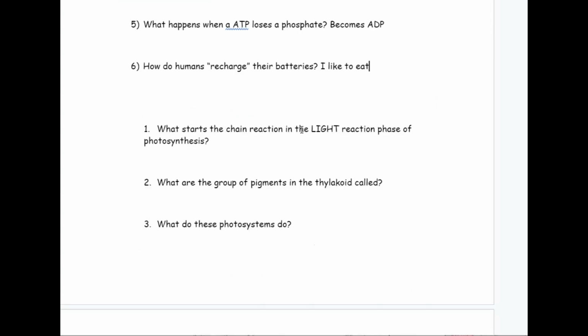All right. What starts the main reaction in the light reaction phase of photosynthesis? So this is the light reaction, so it definitely requires light. Remember, that was the first one. So water splitting, which starts with water splitting. What are the groups of pigments in the thylakoids called? The groups of pigments. If they're pigments, there it is. Chlorophyll.